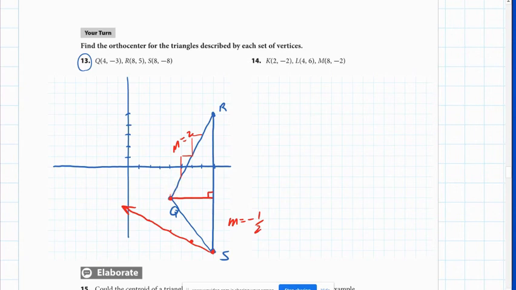And so I'm going to extend this one. And then I'm going to extend this one, continuing to go up 1 and over 2, up 1 and over 2, up 1 and over 2. And we see that they do intersect here at the orthocenter, which is at (-2, -3).